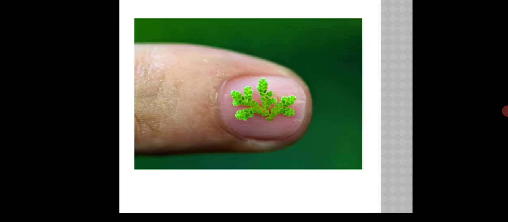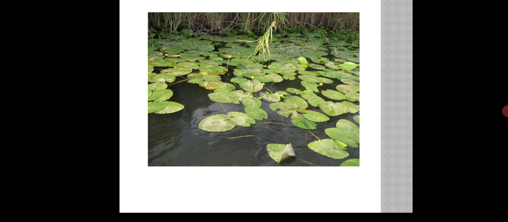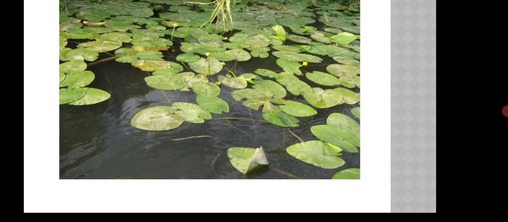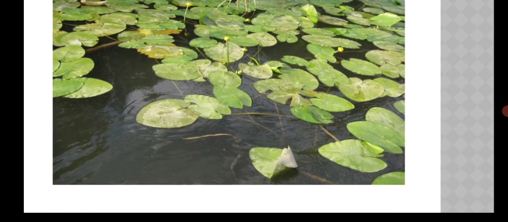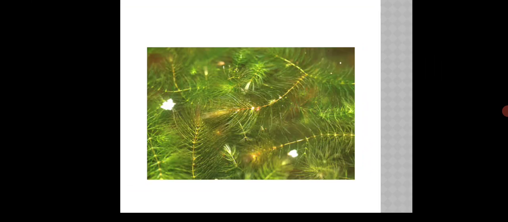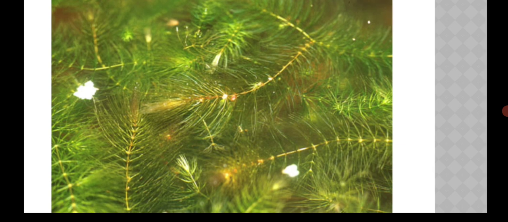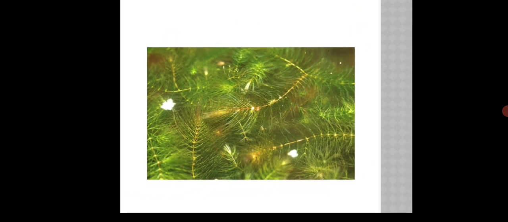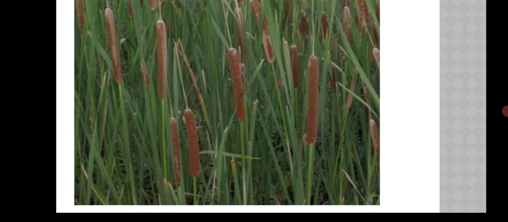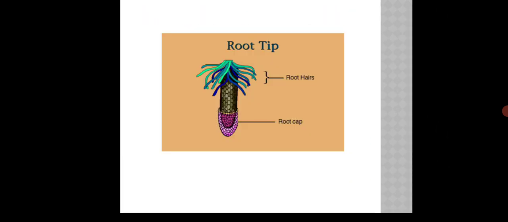These are some of the hydrophytes. This is a rooted with floating leaves hydrophyte, that is Nymphaea. Next one is submerged hydrophytes. Next one is emergent hydrophytes.